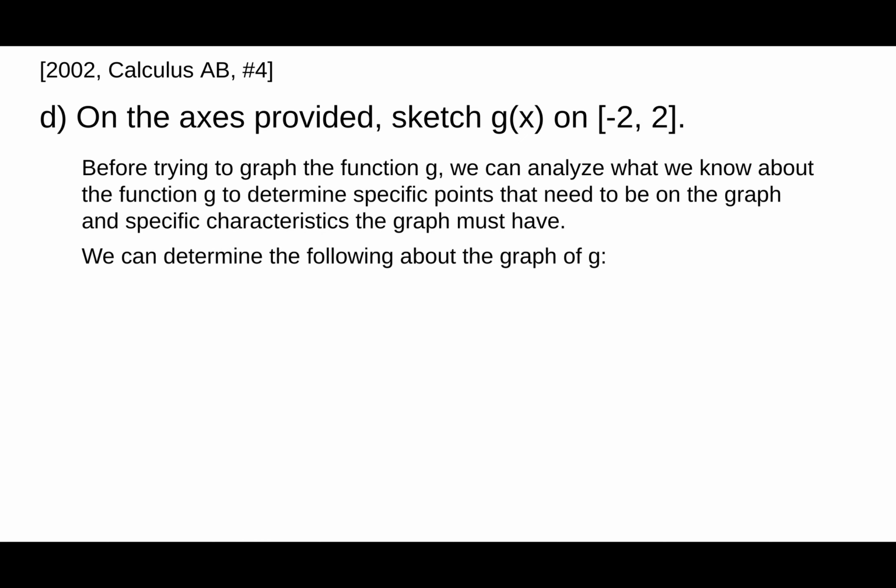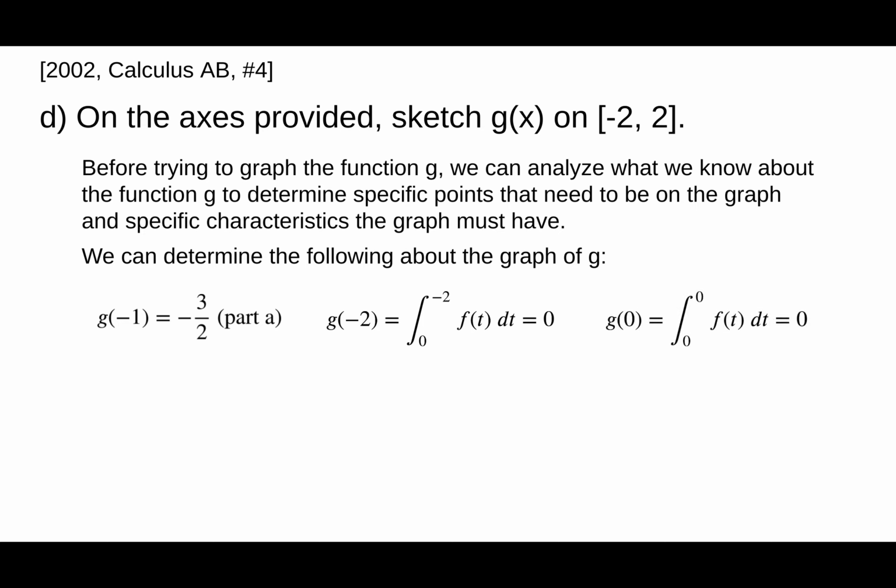Well, in part A, we determined a handful of bits about the graph of g. We know g of negative 1 is negative 3/2. We can tell from using calculus that g of negative 2 is the integral from 0 to negative 2 of f of t dt, which is 0. So g of negative 2 is 0. G of 0 is obviously 0, since that's just the integral from 0 to 0.